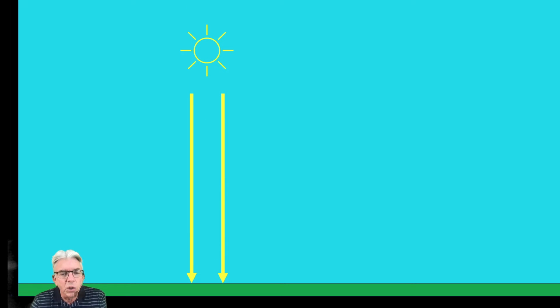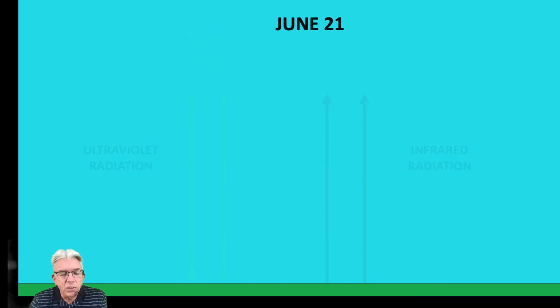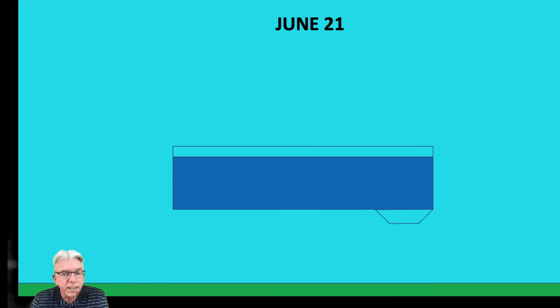And so here I have the ground in green and the sky in blue. And as many of you know, the sun delivers ultraviolet radiation to the Earth. The Earth then absorbs that ultraviolet radiation and re-emits in the infrared part of the spectrum. And that is a much longer wavelength, if that makes any sense to you at all. So let's go to June 21st. This is the first day of summer, give or take a day. And this is when the sun's incoming radiation is at its peak.